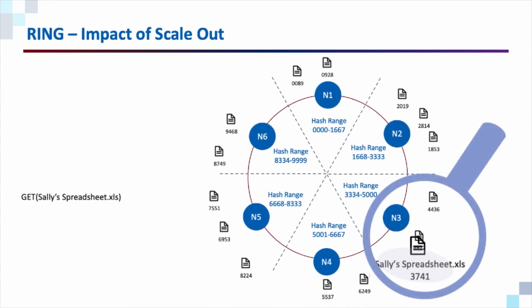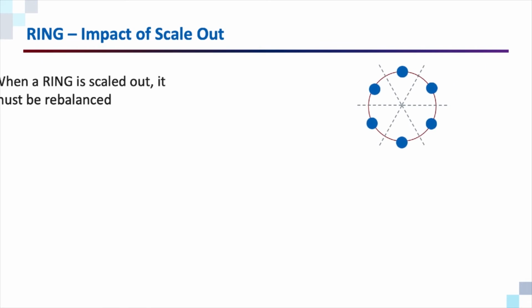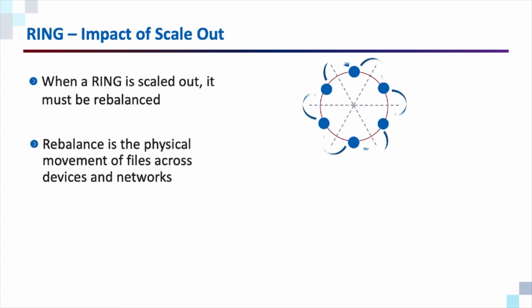So after the rebalance, Sally comes in to get her spreadsheet, the name is run through the hash function, and now 3741 is pointing to the correct partition that contains Sally's spreadsheet, so the ring is once again complete. Quick review. When a ring is scaled out, it must be rebalanced. And rebalance is the physical movement of files across devices, networks, or regions.